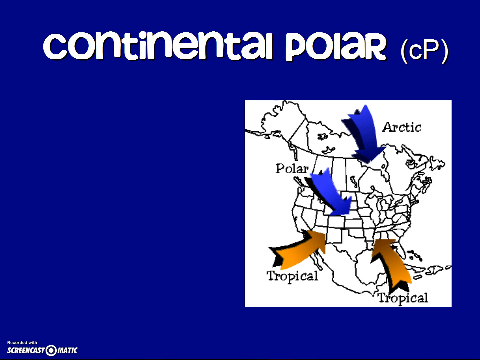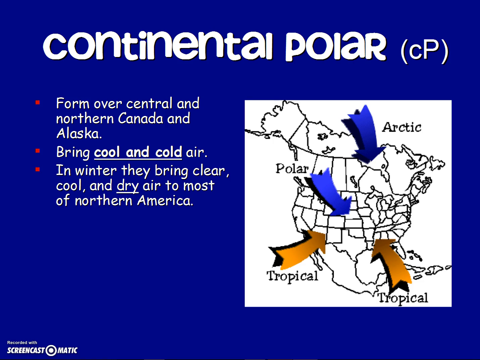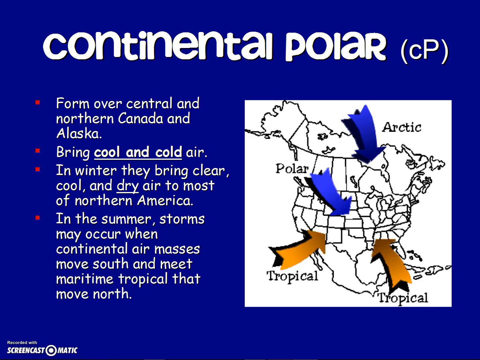The last air mass we're going to talk about is continental polar. These form over central and northern Canada and Alaska. They bring cool and cold air. It's going to be that cool, cold, dry air. In the winter, they bring clear, cool, and dry air to most of North America.